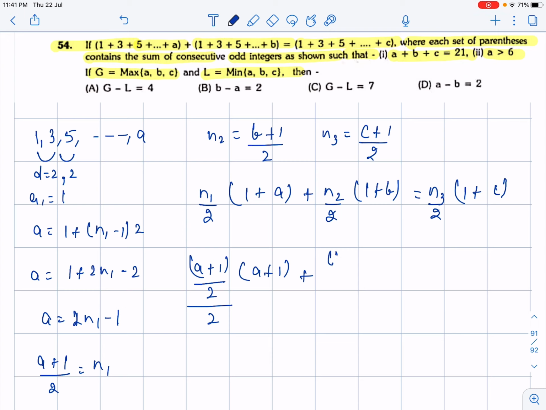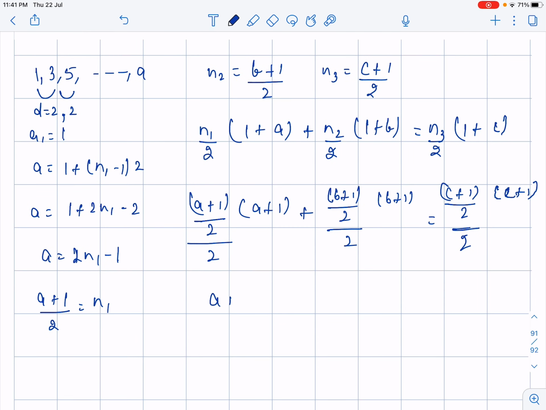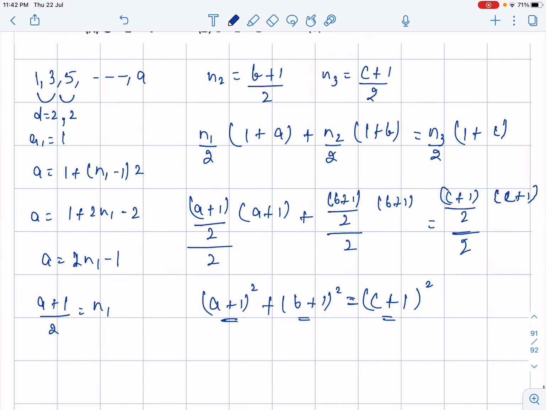Then B plus 1 by 2 multiplied by B plus 1 divided by 2, and C plus 1 by 2 multiplied by C plus 1 divided by 2. So the final expression becomes A plus 1 the whole square plus B plus 1 the whole square is equal to C plus 1 the whole square, because the denominator will be 4 every time, which gets cancelled throughout. So I can see that A plus 1, B plus 1 and C plus 1 are in a Pythagorean triplet.